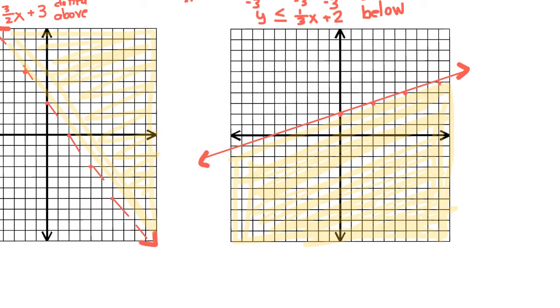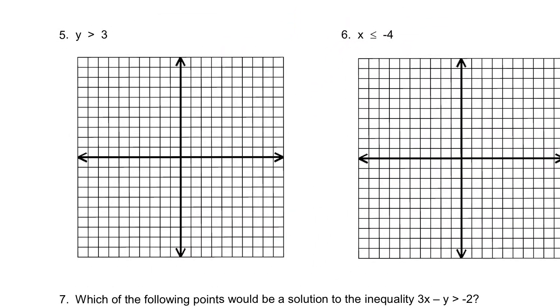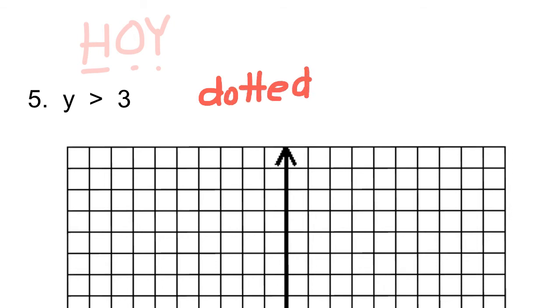Let's turn to the next page. Looking at number 5 and 6, we have two special cases. When we have a y equals equation, we would call those HOYs, where we would have a horizontal line with 0 slope and a y equals equation. So when we have a horizontal line and y is greater than 3, we know that we're going to have a dotted or dashed line, and then we're going to shade above the line.